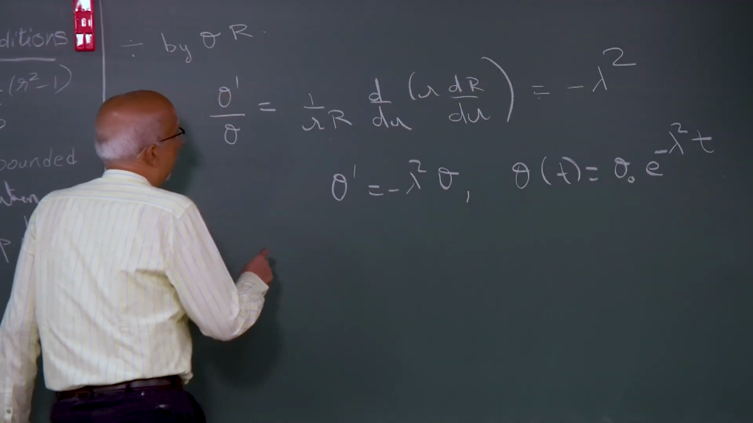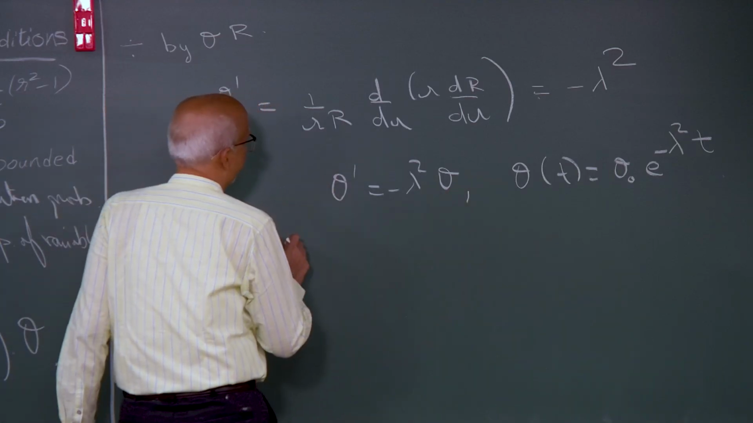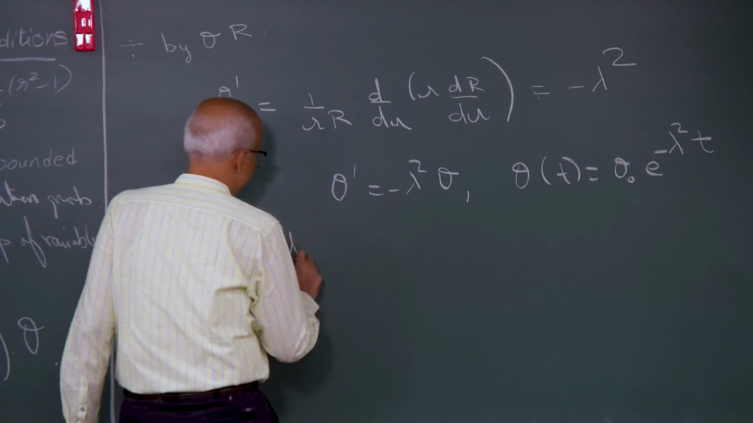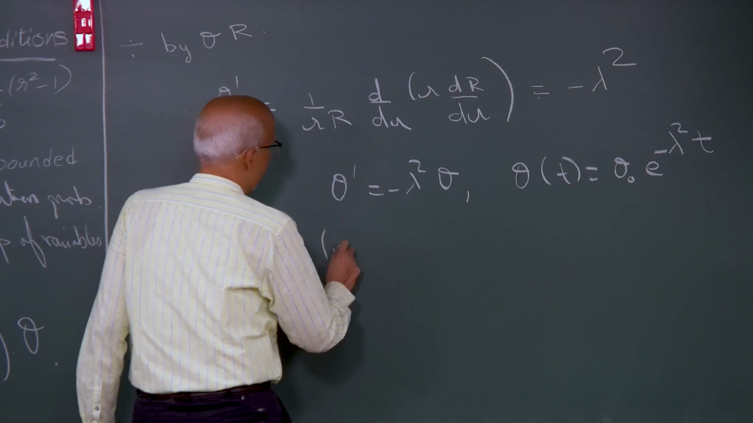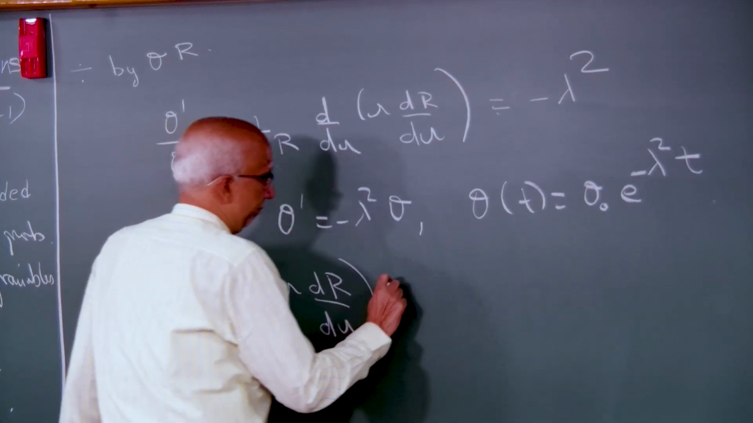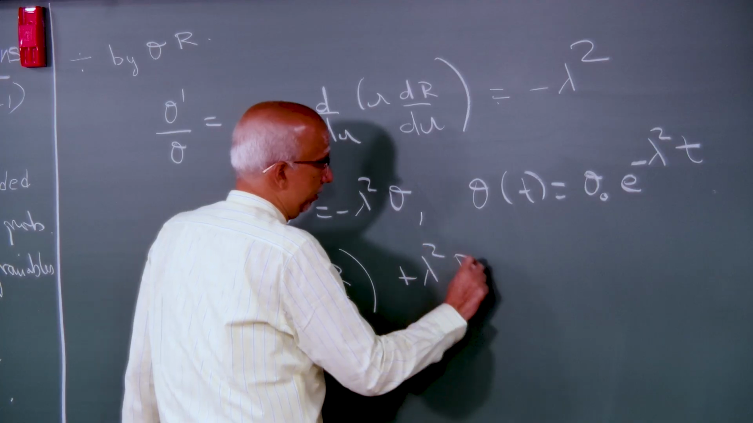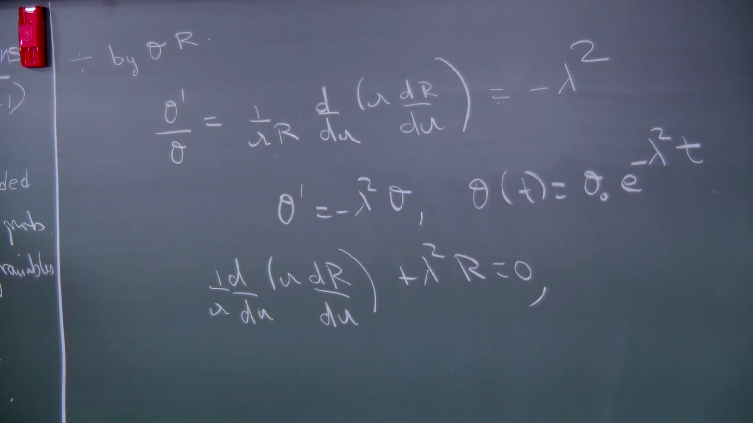Now, this is the solution for theta. The solution for R is going to be given by 1 by R d by dr of R dR by dr, plus lambda squared R equal to 0.